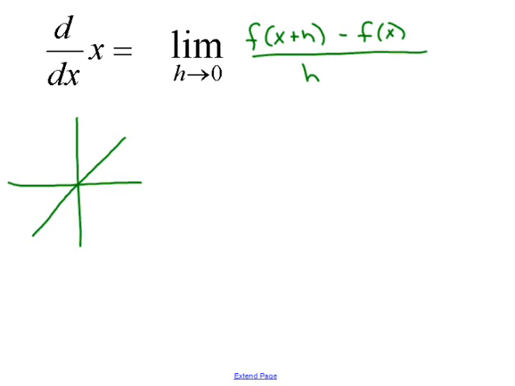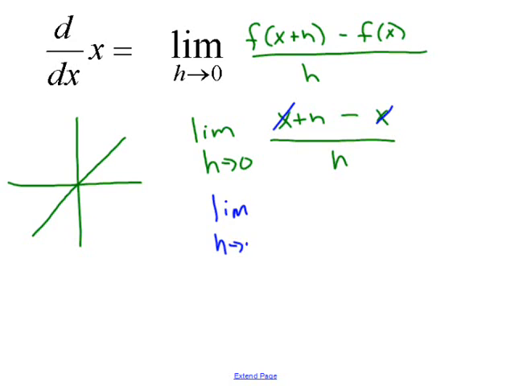And so in this case, x plus h is x plus h, f of x plus h is x plus h, and f of x is x, and as you see here, the x's go ahead and cancel each other out, and then we have the limit as h approaches 0 of h over h, which reduces to the limit as h approaches 0 of 1, and the limit as h approaches any number of a constant is just that constant. And so our derivative of x is 1.